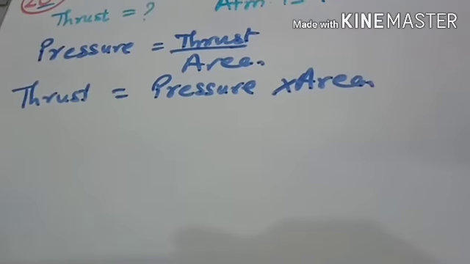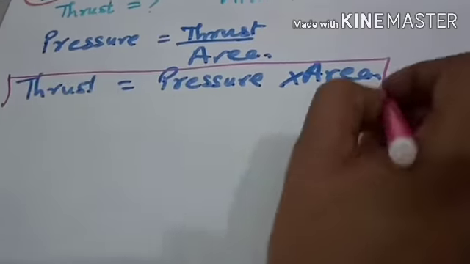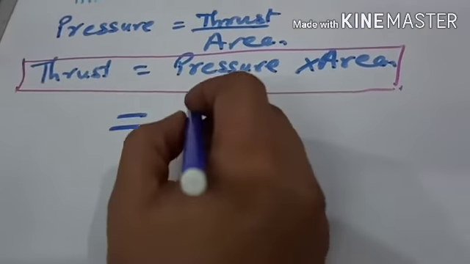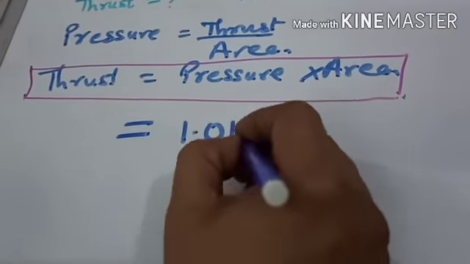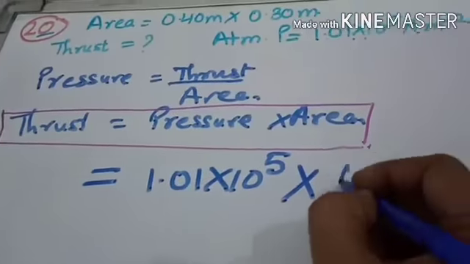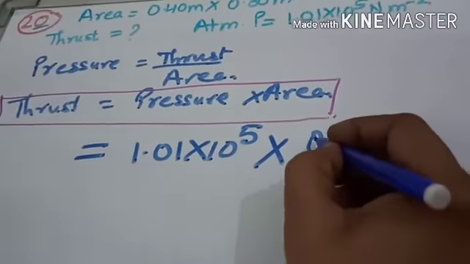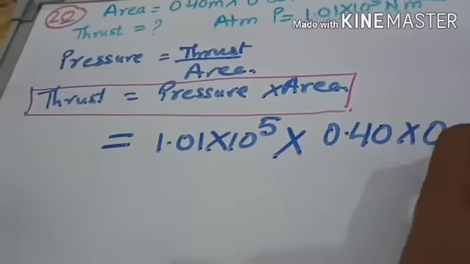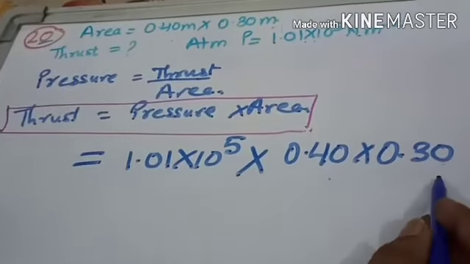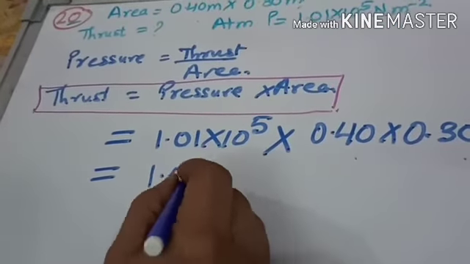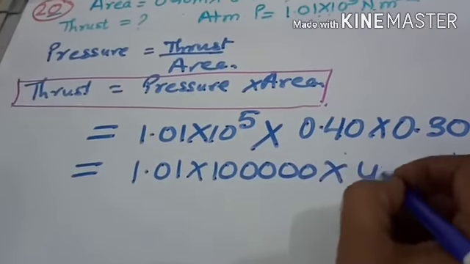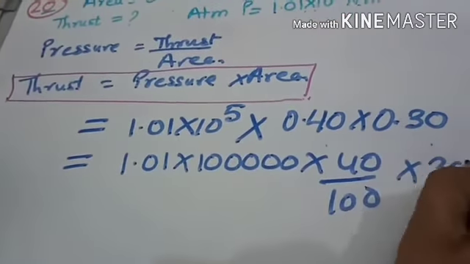So this formula you will be using to find out the thrust in this question number 20. So let's substitute the value. Pressure is 1.01 into 10 to the power 5 and the area is 0.40 into 0.30. This area is given in meter, so there is no need to change. Now we will simplify. 40 upon 100, 30 upon 100.